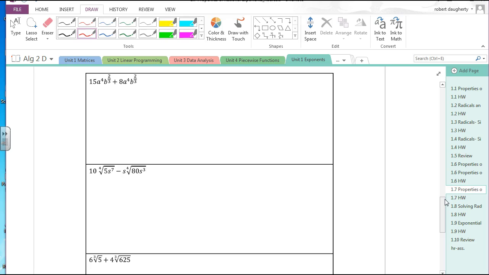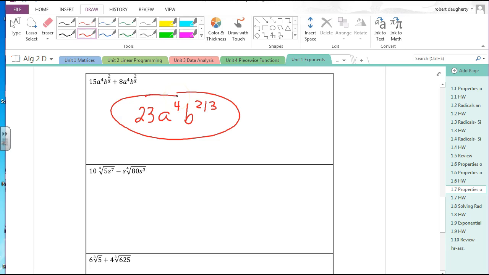So here I have a to the fourth, b to the 2/3. So this is 15 apples plus 8 apples. The answer is just 23. So this answer is 23, a to the fourth, b to the 2/3. The only way I can add those things together is because the a to the fourth and the b to the 2/3 are identical in both expressions. Okay? Now let's look at the next one.